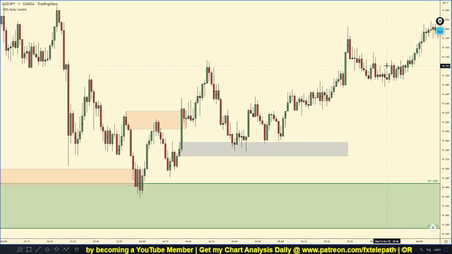Now the system does not change depending on what time frame you're using. So for all of the examples I will be showing you, we'll be using the 1 minute time frame with the 15-minute higher time frame. So hopefully that makes sense.